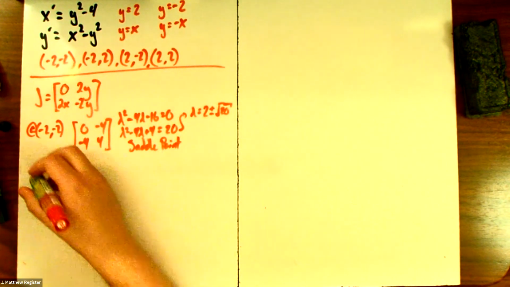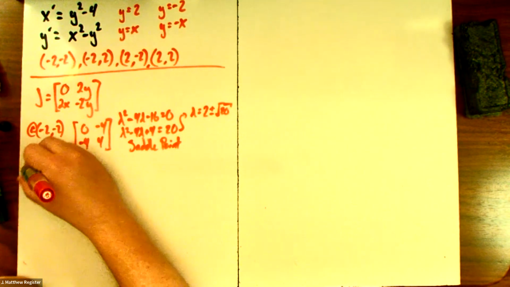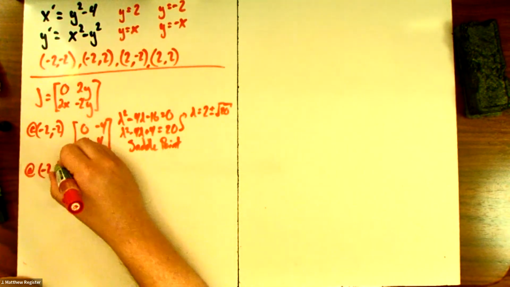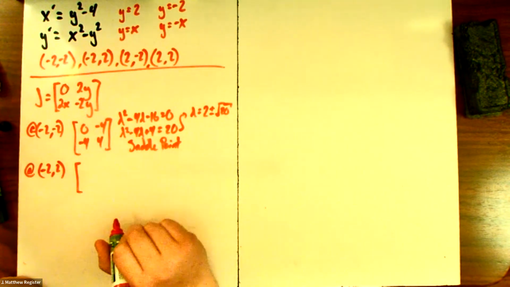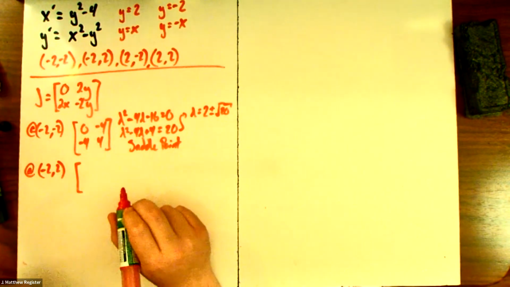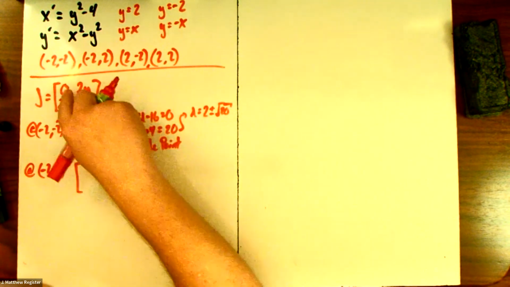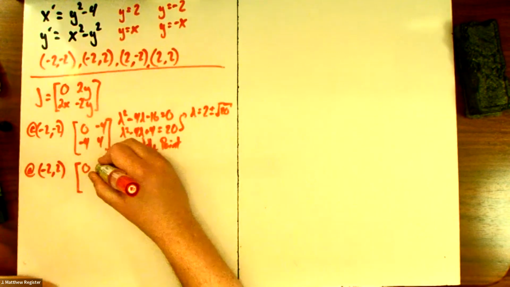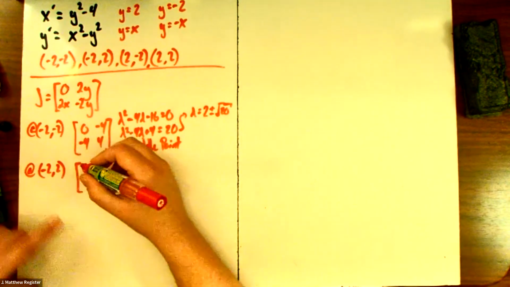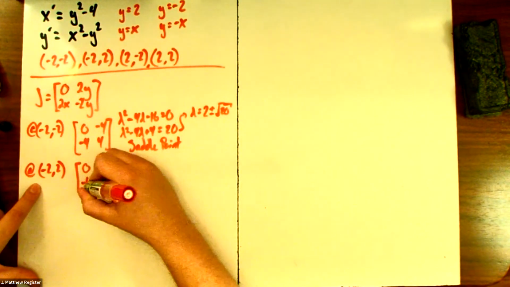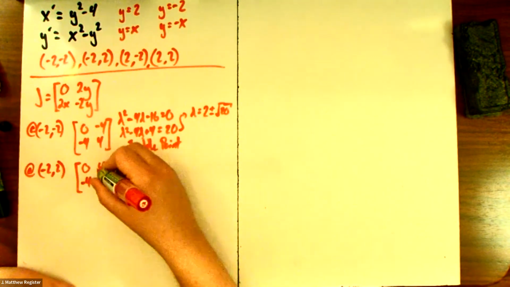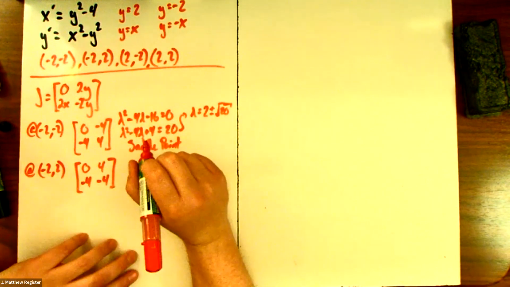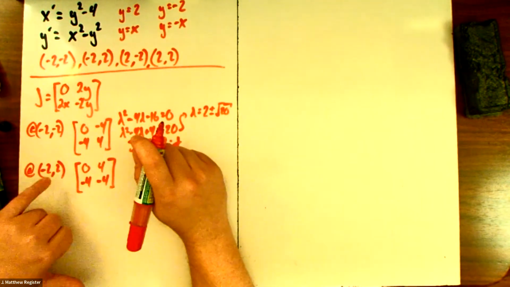Now we do the next one. At the point negative 2, 2, we do the same process. At negative 2, 2, we're going to have 0. We're going to have 2 times 2 is 4, so a negative 4, and then a negative 4. Double checking that, the 2 and that, yes.